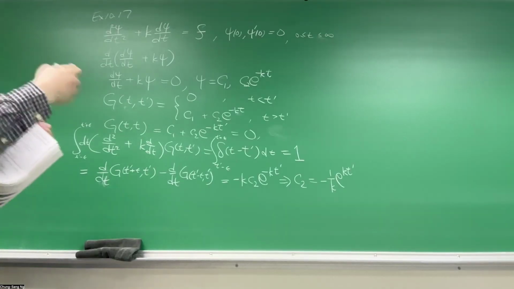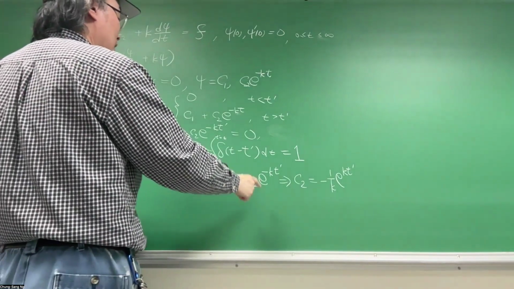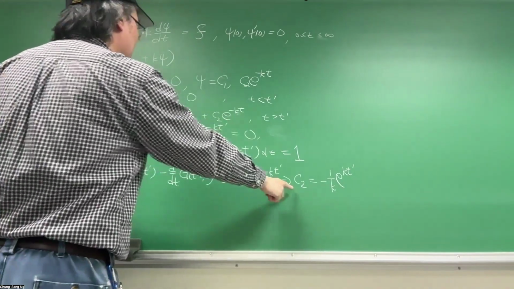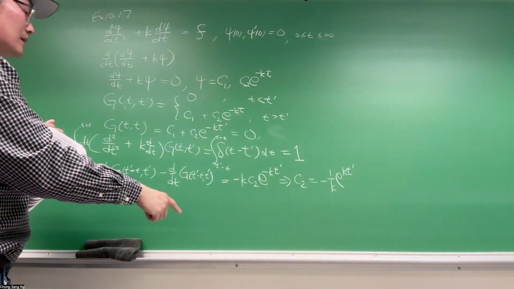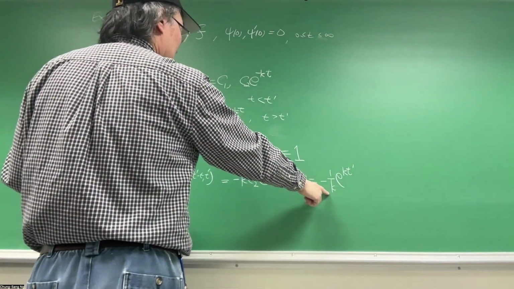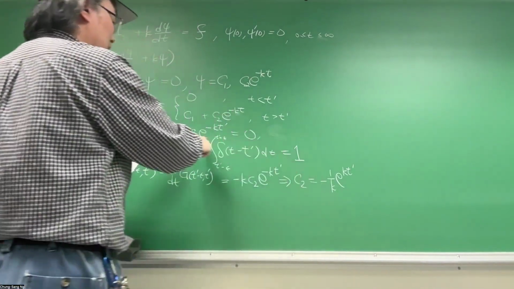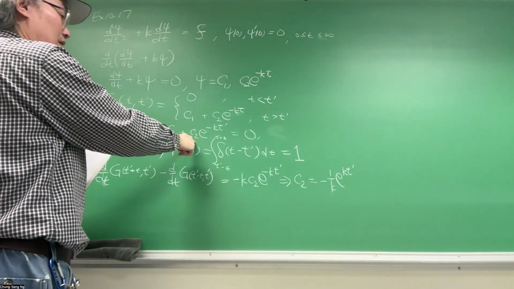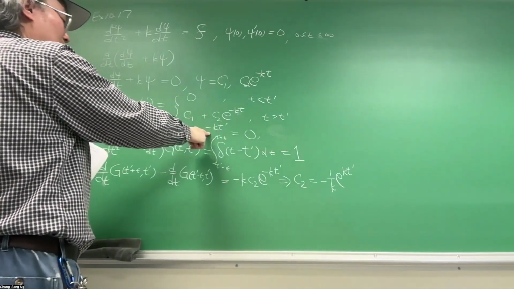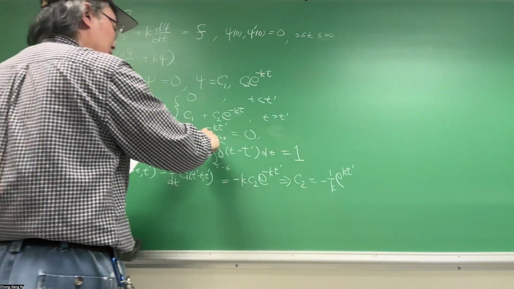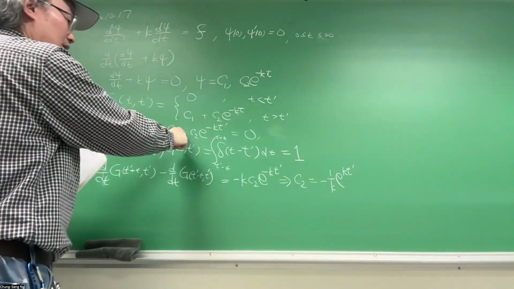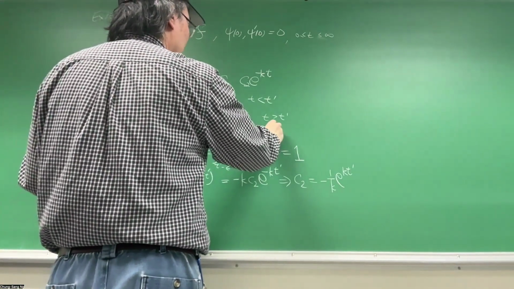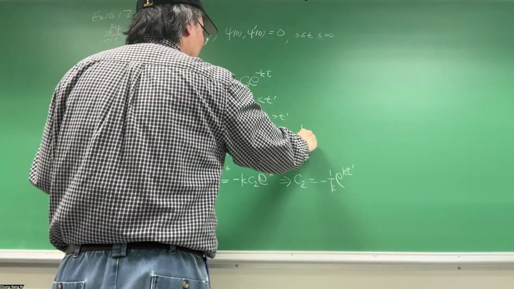Okay. So now we have two equations, this equation and that equation, right? And C2 is this one. If you substitute this into here, you get minus 1 over k e to the k t prime, but you multiply e to minus k t prime, which will cancel. So this cancels with that, and that becomes minus 1 over k. So it implies C sub 1 equals 1 over k.